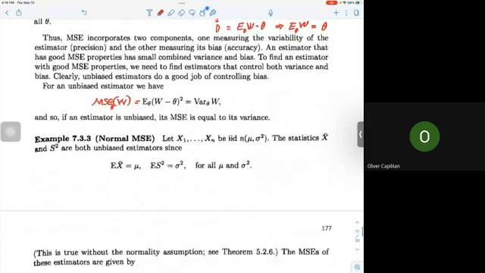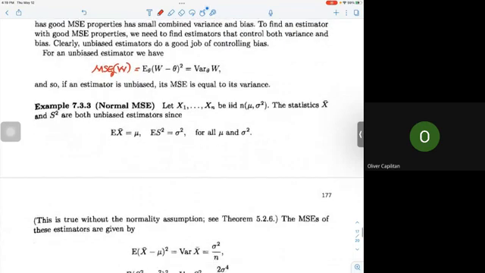Okay, let's have an example. We have the normal mean squared error. So let X sub 1 up to X sub n be IID, normally distributed with mean mu and variance sigma squared. We know that our statistics, the sample mean and the sample variance, are both unbiased estimators since, okay, ito naman yun, no? Our sample mean is normally distributed with mean mu and variance sigma squared over n. Ayan.